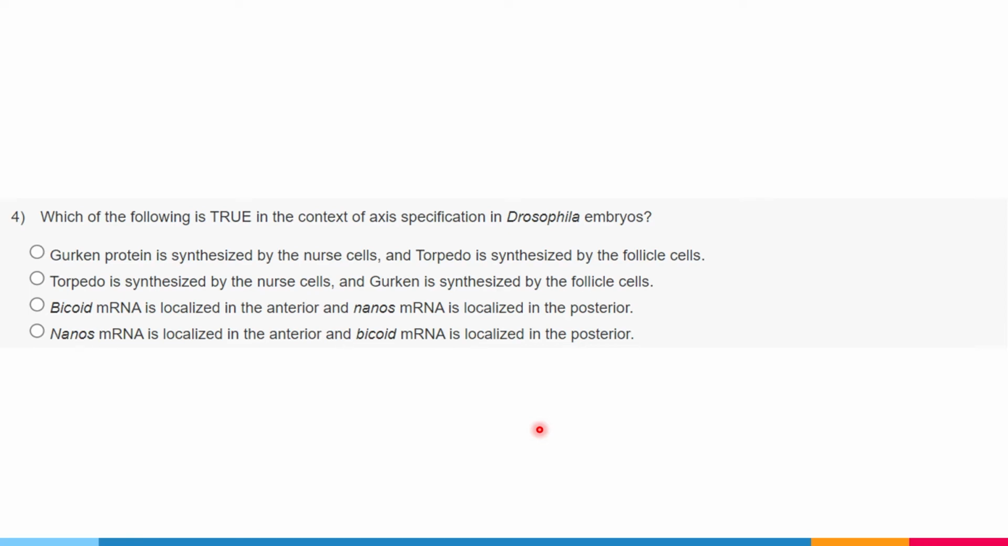So we have two answers, which are C. Bicoid mRNA is localized in anterior and nanos mRNA is localized in posterior. So with the entire discussion so far of axis specification, you know this is the correct option because everything else is false. Gurken and torpedo we have already seen. Gurken is required in the oocyte, torpedo in the follicle cells. So both of them are wrong because they say nurse cells. And we have already seen the graph which shows bicoid is localized in the anterior and nanos is in the posterior.